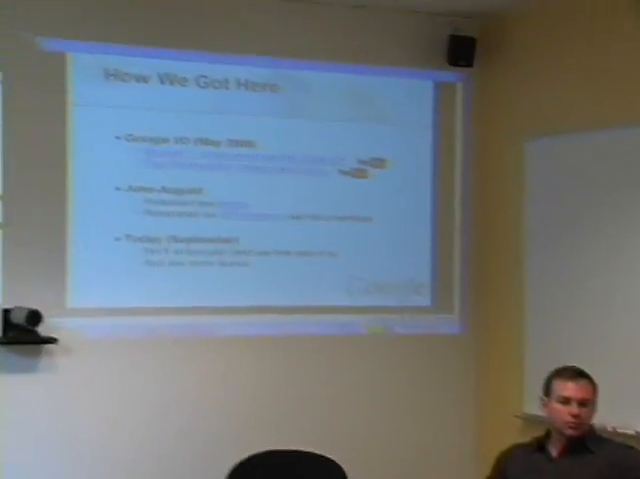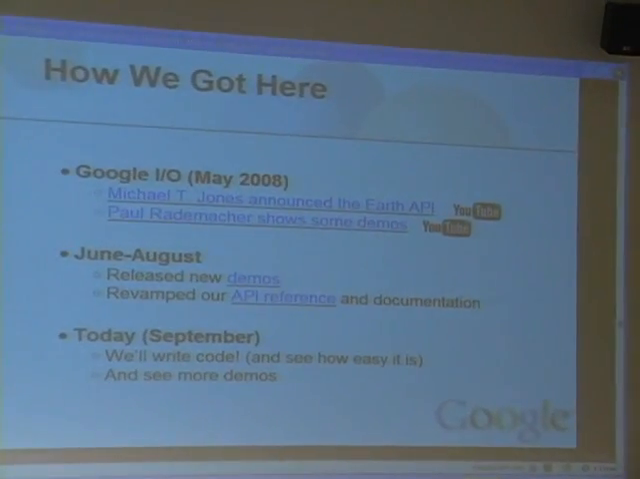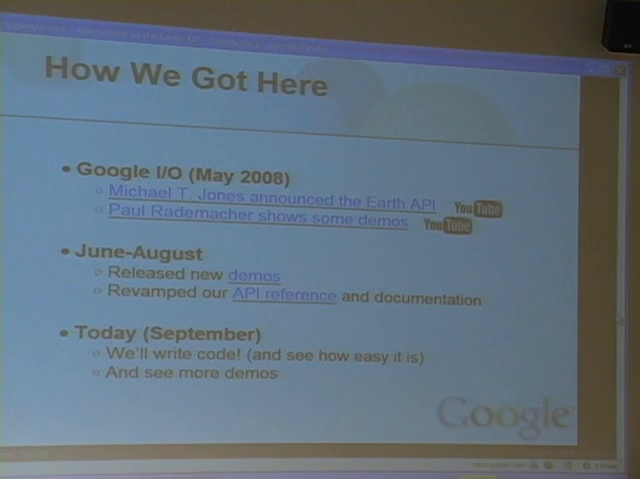So in Google I/O, May 2008, Michael T. Jones announces the Earth API. He kind of just showed it off, opened up a browser window, popped up Earth, and there were oohs and ahs around the audience, and it was kind of a big step for Earth in general, and it was a very, very big moment for us.